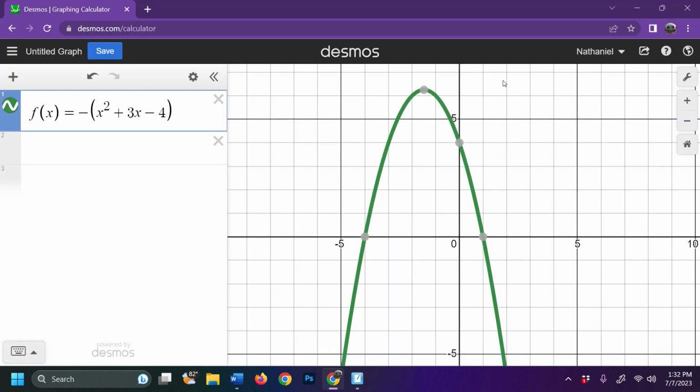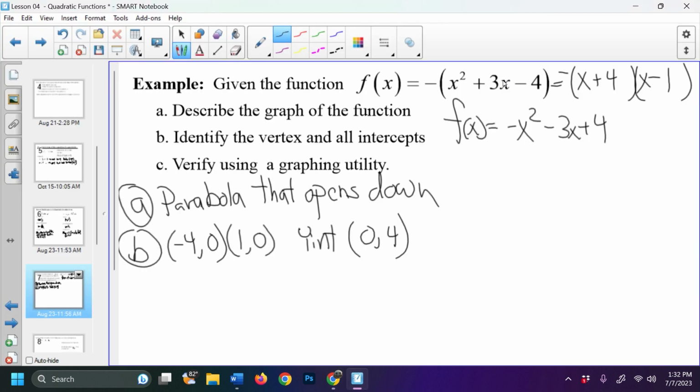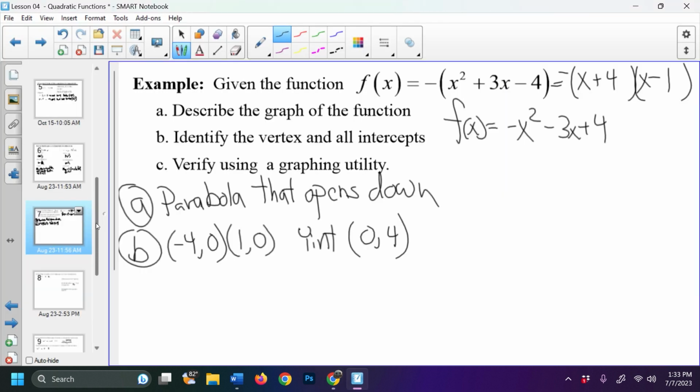Okay, here is my function, and we can see by clicking on the intercepts, we have a parabola that opens down. It has an x-intercept at (-4, 0) and (1, 0), and has a y-intercept at (0, 4). So that matches all of the things that we have for that.